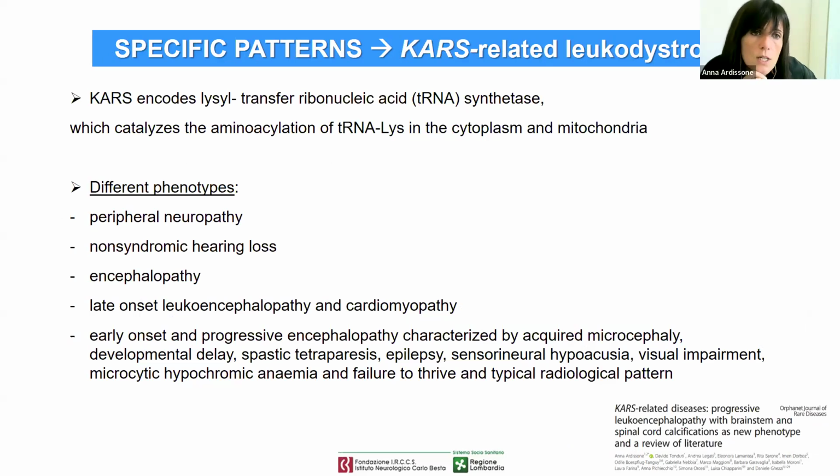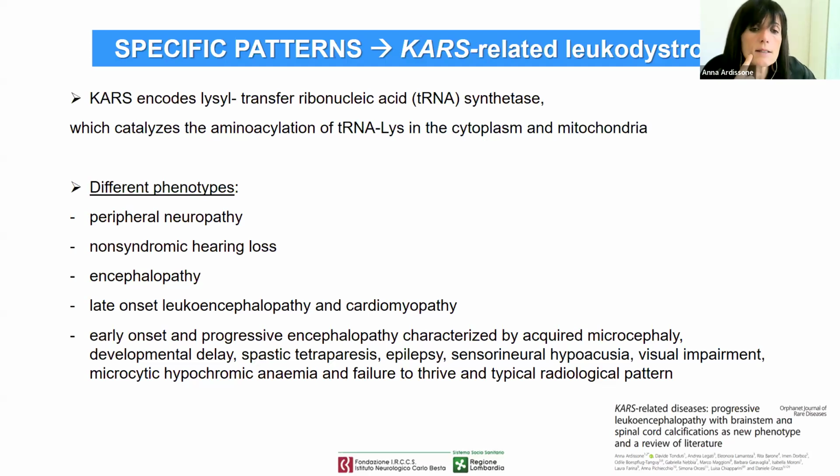Another example of a specific pattern is CARS-related leukodystrophy. CARS is a nuclear gene that encodes for a tRNA synthetase. It has been reported associated with different phenotypes: isolated peripheral neuropathy, non-syndromic hearing loss, encephalopathy with different degrees of clinical severity, late onset leucoencephalopathy and cardiomyopathy.